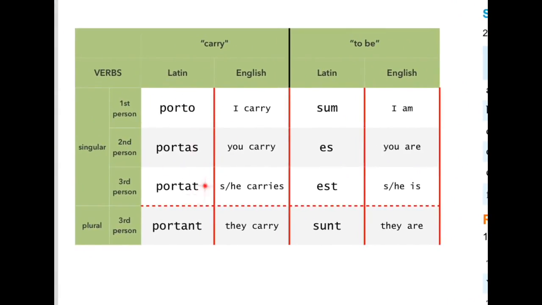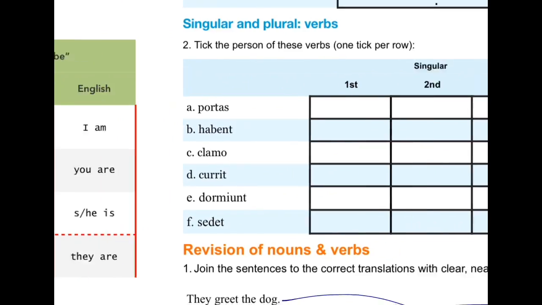So -o, -s, -t is I, you, he or she, and the same, and also with the verb to be, -sum, es, est. Remember that slight irregularity there. But the new one, the third person plural, is -nt. So you've got to check when there's a T on the end, whether it's -nt or -t, and then you'll be fine. So let's go and do that now.